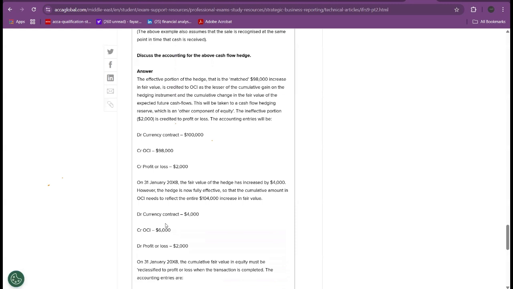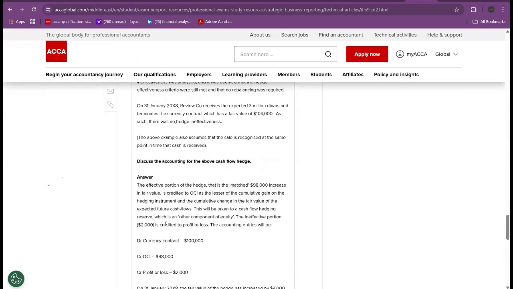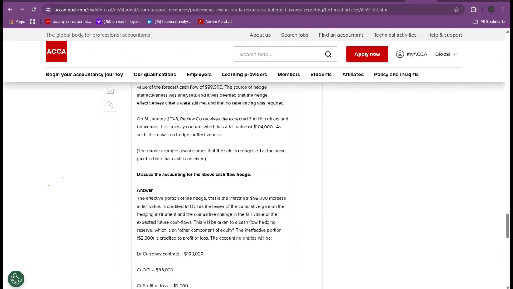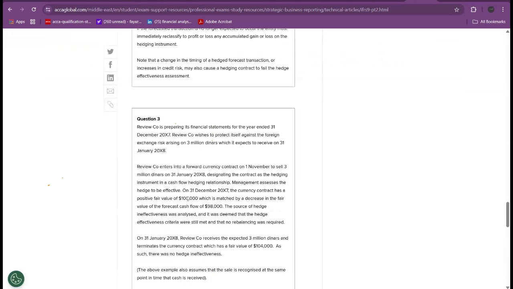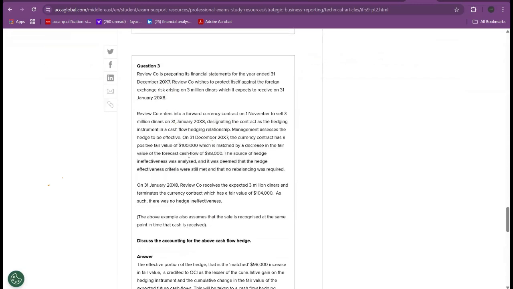Logically, you should be able to see the OCI will be affected. We'll credit the OCI, we'll debit this. If you're saying OCI debit or credit, you will be able to pass a journal entry as well. But try to practice the journal entries, I would say. So the effective portion that is matched, the 98,000 increase in fair value, is credited to OCI as a lesser of the cumulative gain.